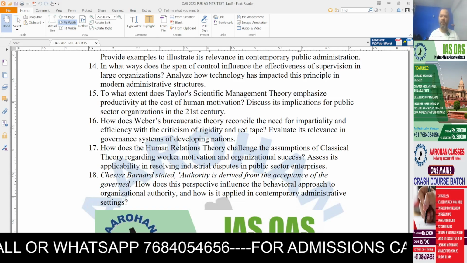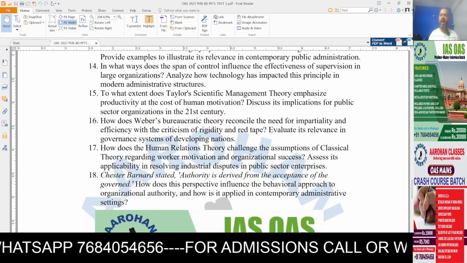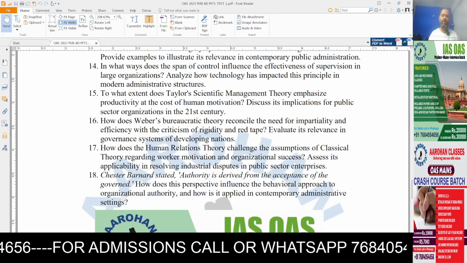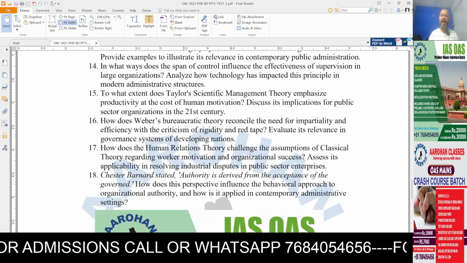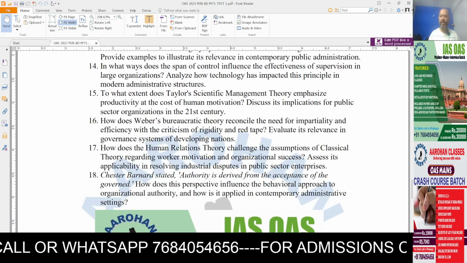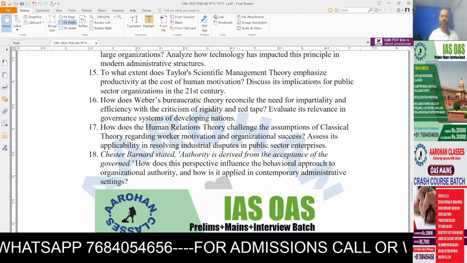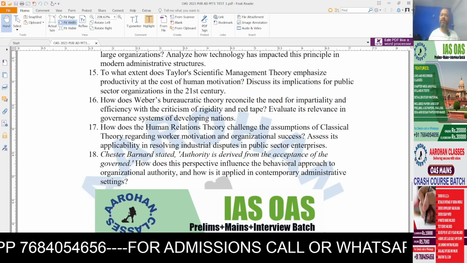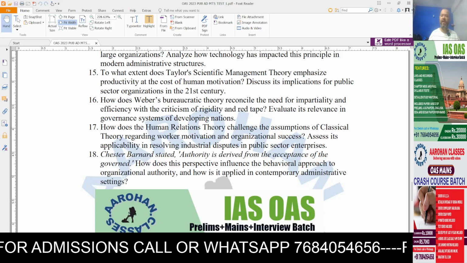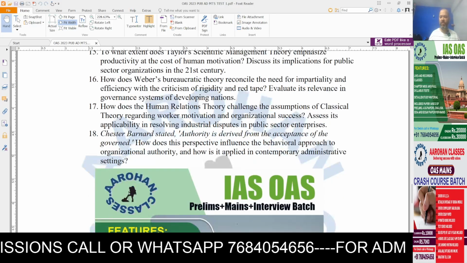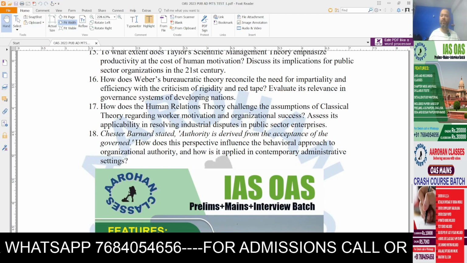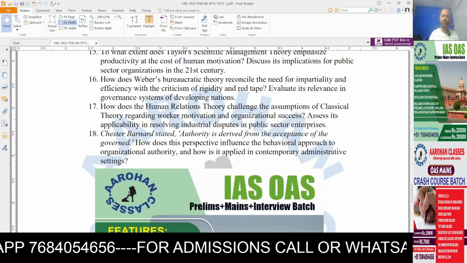Question 14. In what ways does the span of control influence the effectiveness of supervision in large organizations? Analyze how technology has impacted this principle in modern administrative structures. Question 15. To what extent does Taylor's scientific management theory emphasize productivity at the cost of human motivation? Discuss its implication for public sector organizations in the 21st century.